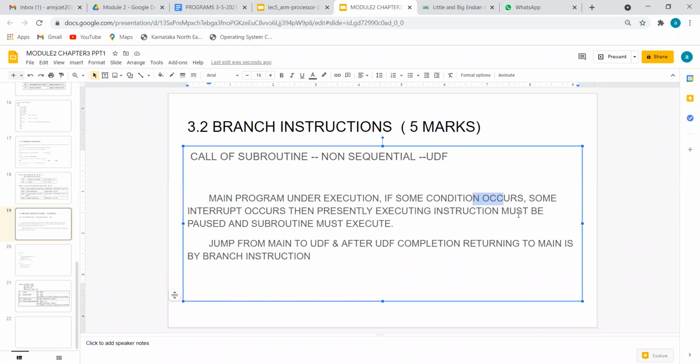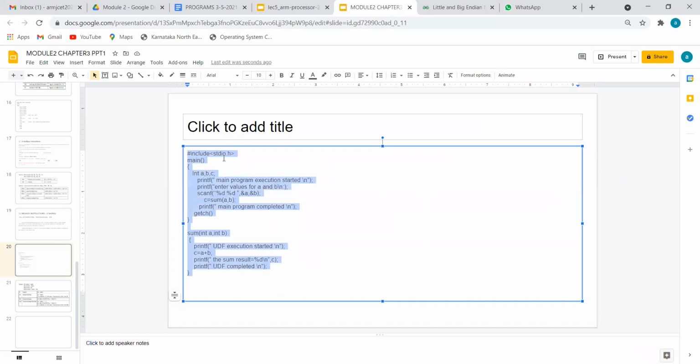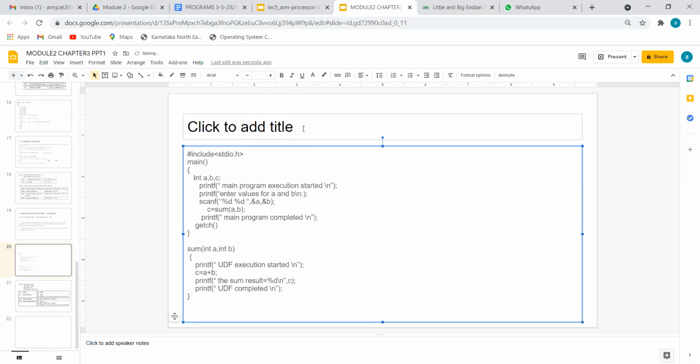At some certain condition, we don't want the next line of the main program. Instead, we want to execute the UDF. At that time, we pause the main program execution. The control jumps to the UDF, finishes the UDF, and then comes back to the next line of the main program. So this is what we have for branch instruction. I hope this program, can anybody try to explain how it works?